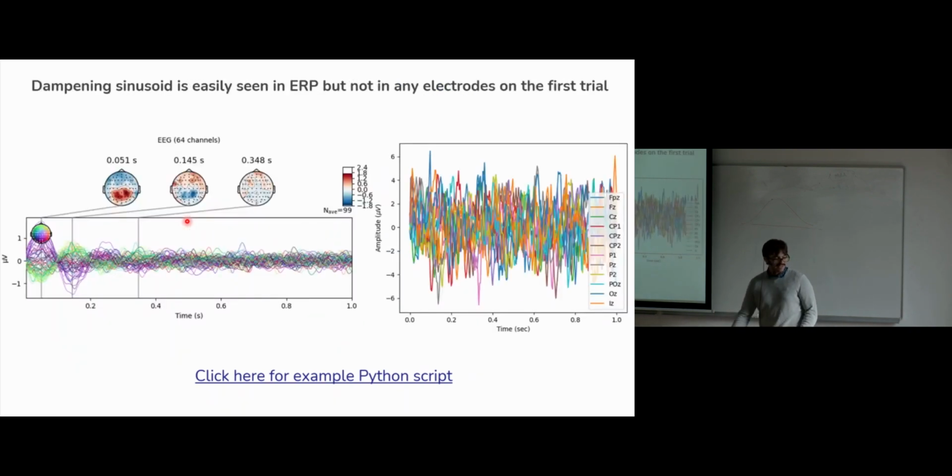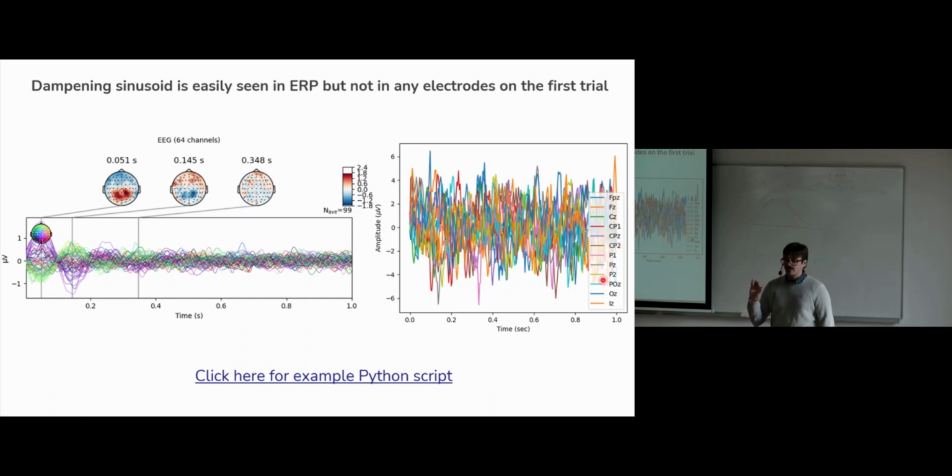That's exactly what I see. On the left is just MNE's default event-related potential plotting software. I see certain peaks over parietal electrodes, and I can see this kind of dampening sinusoid. This is kind of like a poor man's ERP, right? And now this is the first trial in multiple electrodes. I chose some central electrodes, but also electrodes where I expect the peak: CP1, CP2, P1, P2.